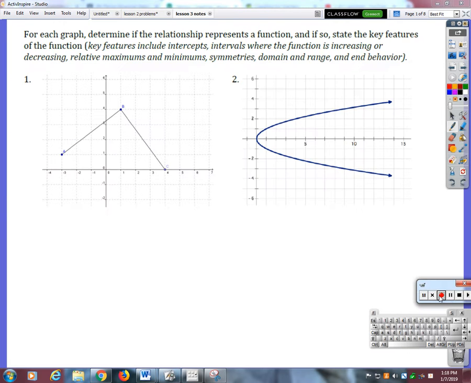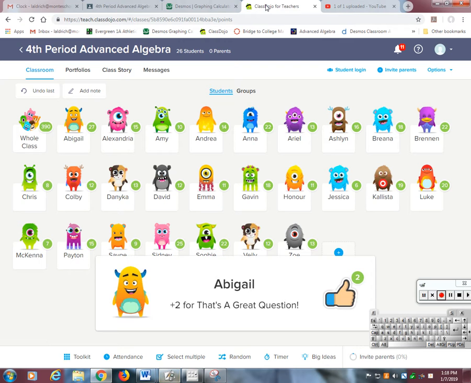Here we go. Lesson 3. For each graph, determine if the relationship represents a function, and if so, state the key features of the function, including intercepts, increasing, decreasing, maximums, minimums, domain and range, and end behavior. The whole thing. So let's get after it.